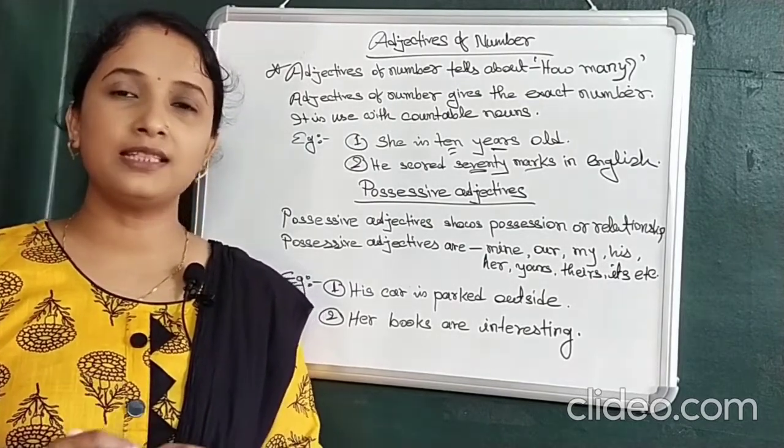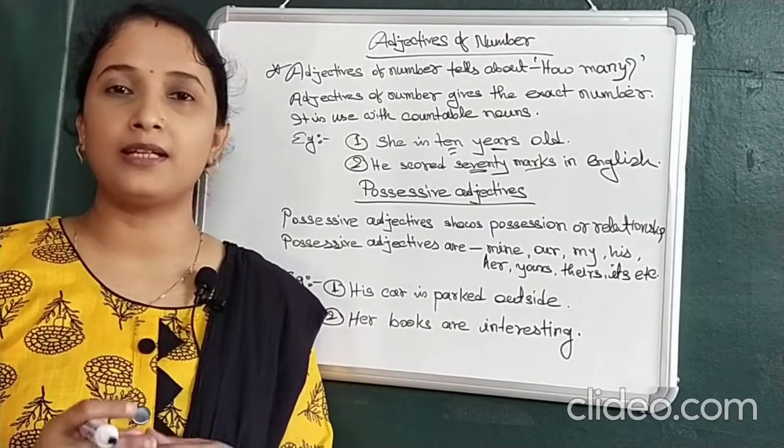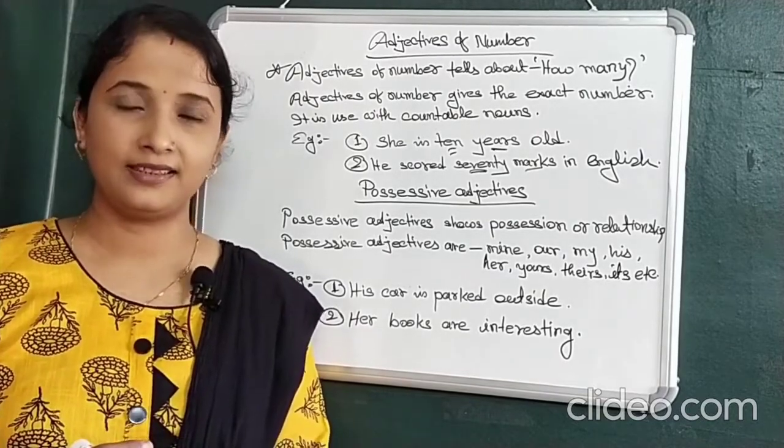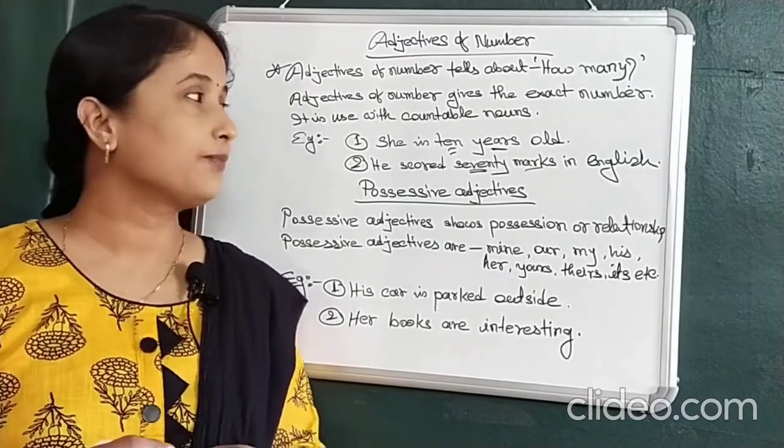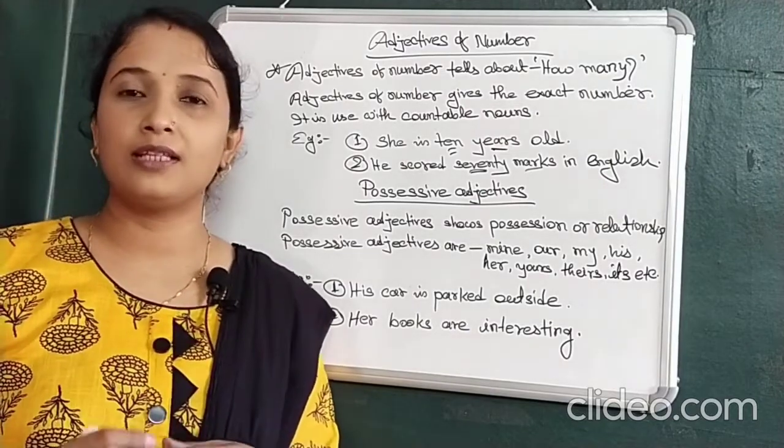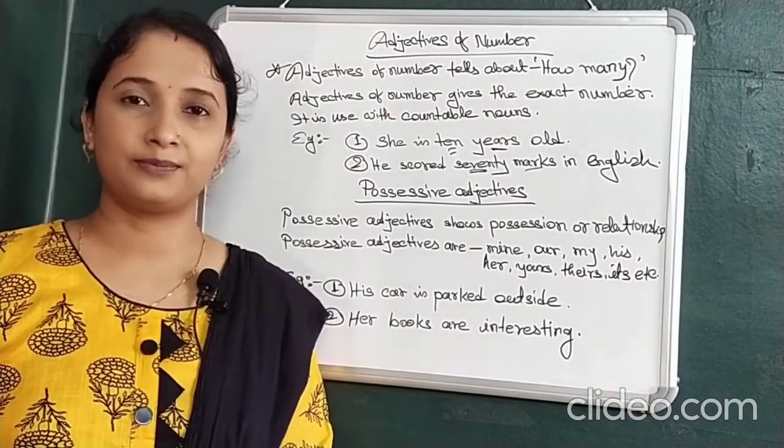Okay. So what are adjectives of number? Adjectives of number tell about how many. They give the correct number and are always used with countable nouns.